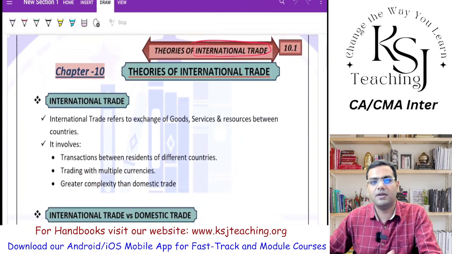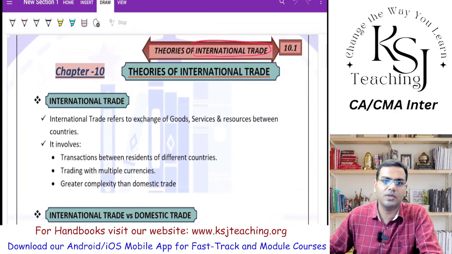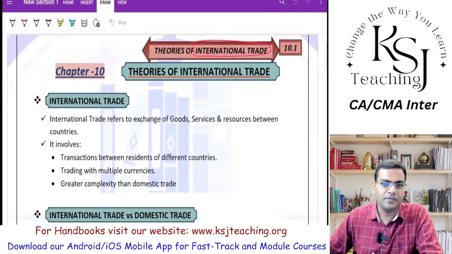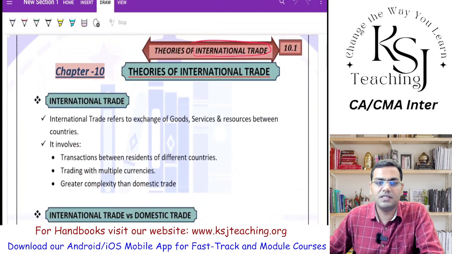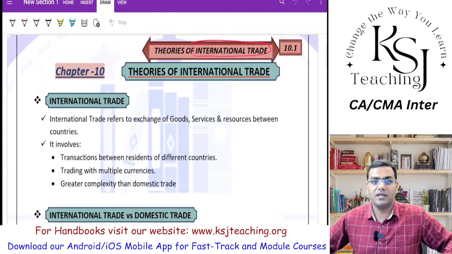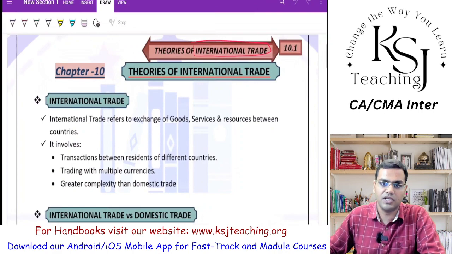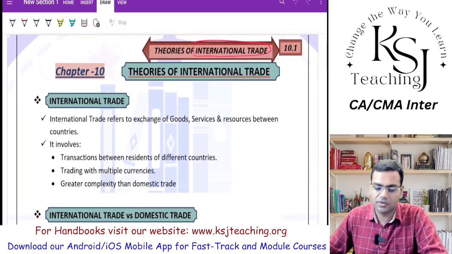The theories were given by different economists over time, and they tell us how international trade is being conducted, that is, what are the various bases on which the countries trade with one another. So international trade is when there is an exchange of goods and services across the boundaries of a nation, right? The transactions between different nations, that is what is known as international trade.